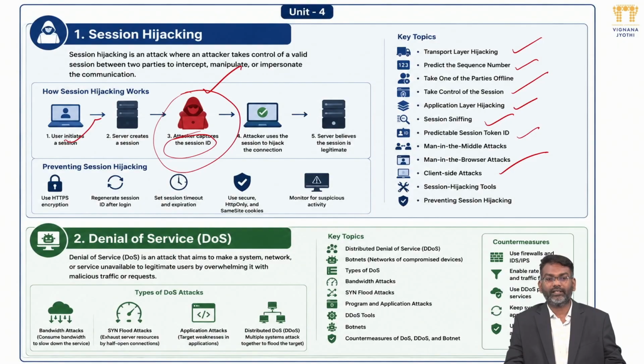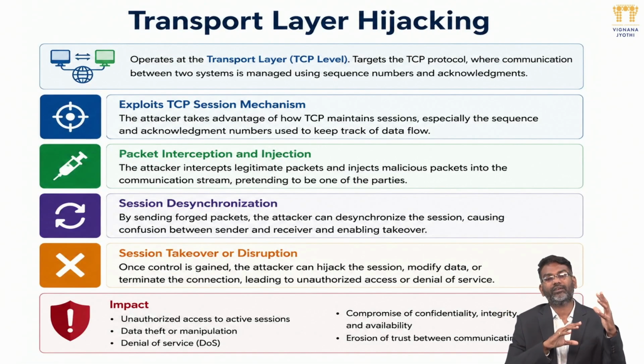First of all, let me go with the in-detail discussion about session hijacking. In this lecture video, we'll mainly be talking about transport layer hijacking, followed by the application layer, session layer, and different types of things. First, let me go with transport layer hijacking, which is carried out at the transport layer level. It mainly targets the TCP protocol, where communication is carried out using connection-oriented services between the source and the destination. So they will be exploiting the TCP session mechanism. The attacker will be taking advantage of the entire TCP session.